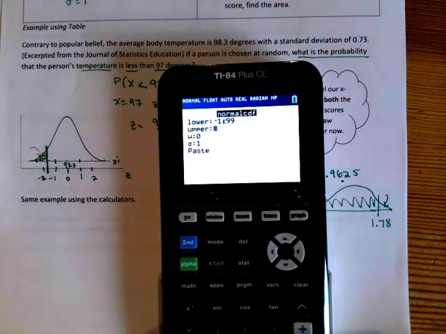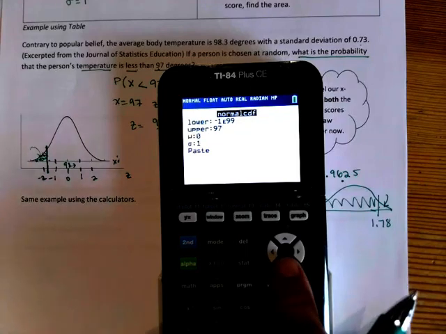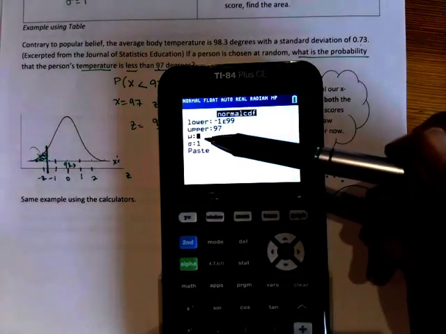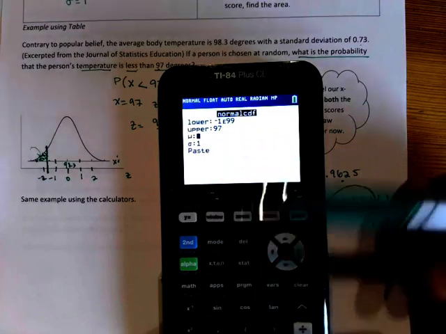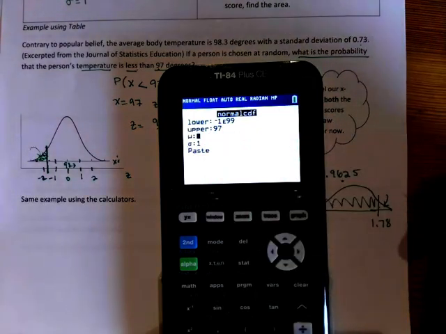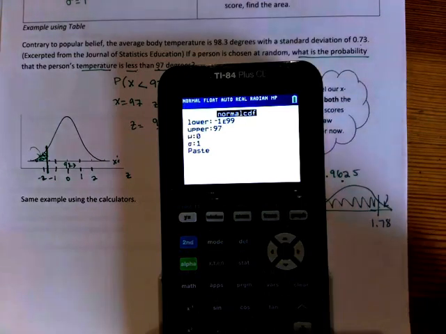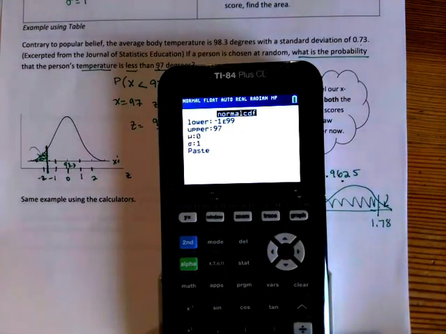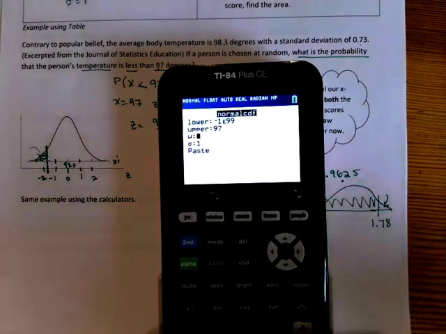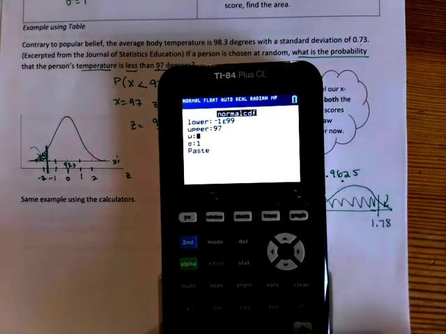Now I'm going to do the actual temperature, so I'm going to put in 97, because what I can do with my calculator then is tell it the mean. Converting to a z-score is a simple arithmetic operation, which your calculator will do for you. The reason why we have to do it if we use the table is because the table is only set up for the standard curve. The calculator will do the conversion for us.